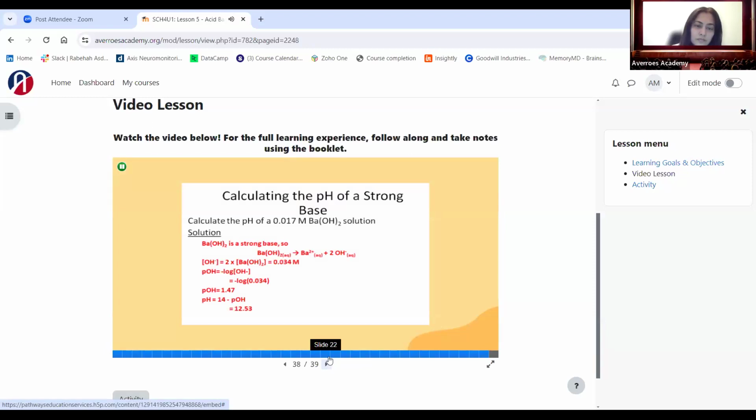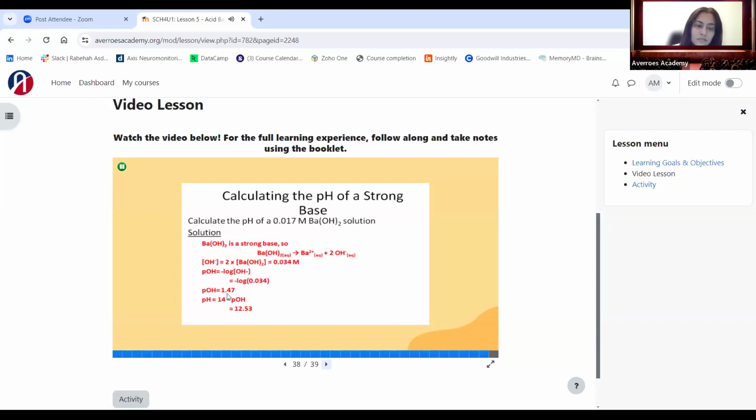Let's look at another example, calculating the pH of a strong base. Calculate the pH of a 0.017 molar barium hydroxide solution. Barium hydroxide is a strong base. So we know it's going to completely dissociate into Ba2 plus and 2 OH minus. We write out our balanced chemical reaction for that. So the concentration of OH minus is 2 times the concentration of our barium hydroxide based on our molar ratios, which is 0.034. We plug that into our pOH formula.